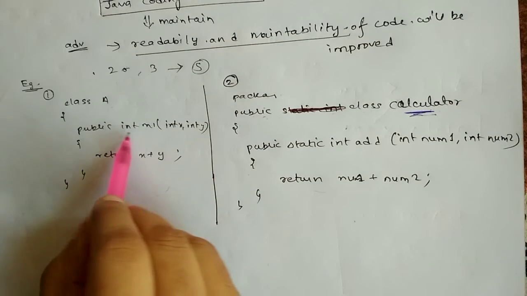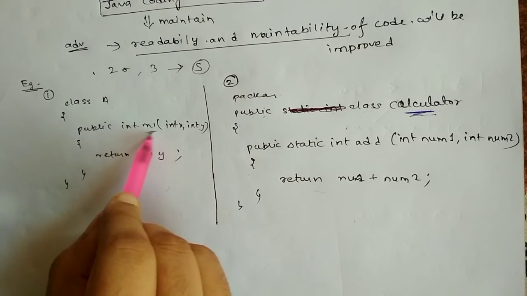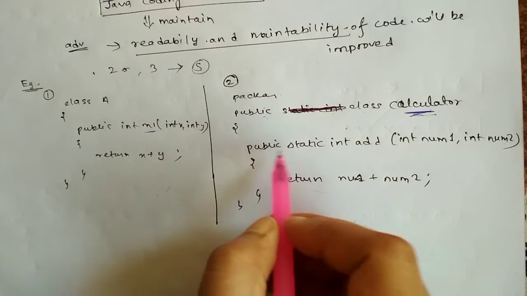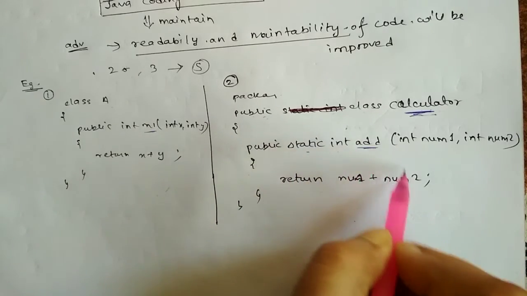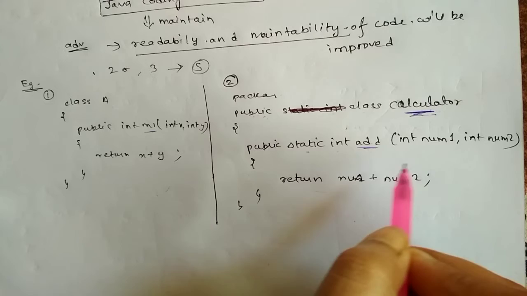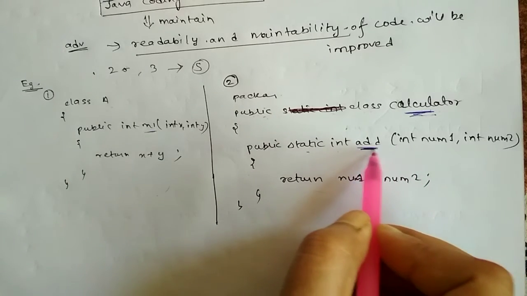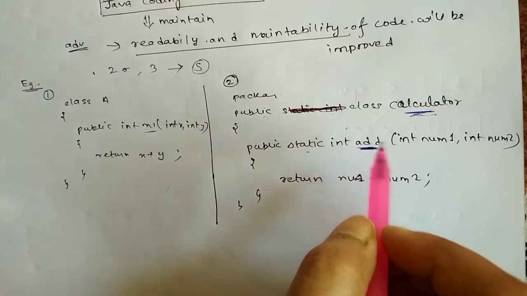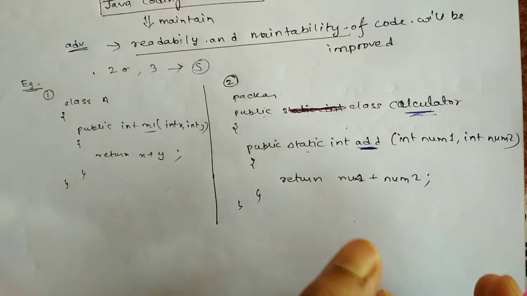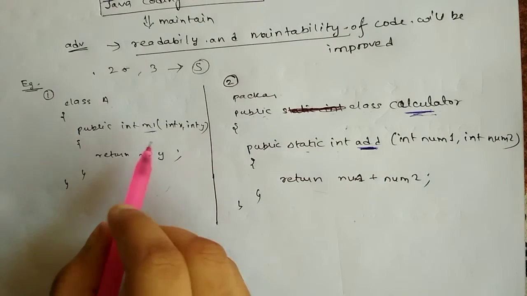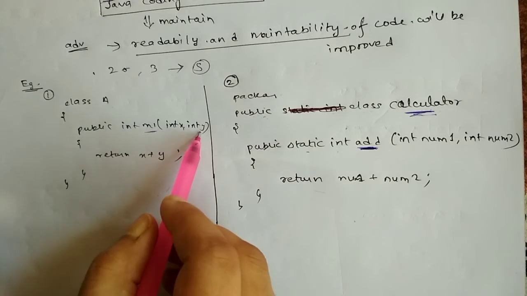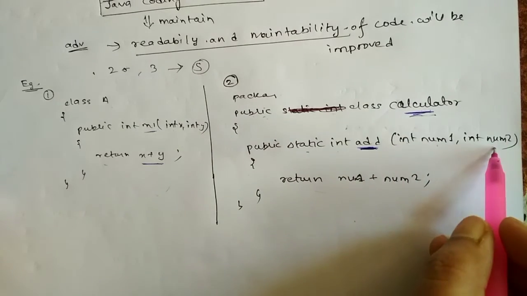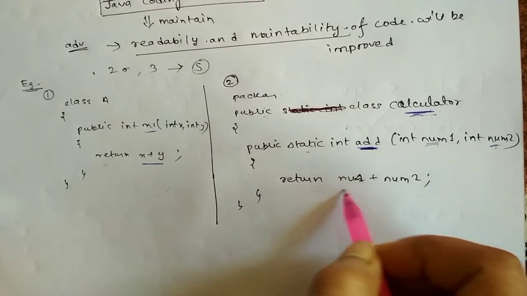In the first code, the method is declared as public int m1. What does m1 define? We can't clearly understand what m1 is. Here it is written public static int add, so we can tell this method is used to add numbers. The readability of the code is increased. After looking at add, we can assume some add functionality is implemented within this method. There the arguments are int x and int y, and we return x plus y, but here we take int number1 and int number2, so the readability of the code is greater here.